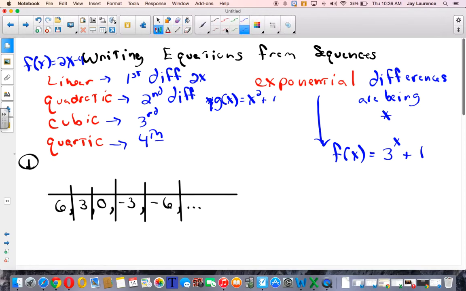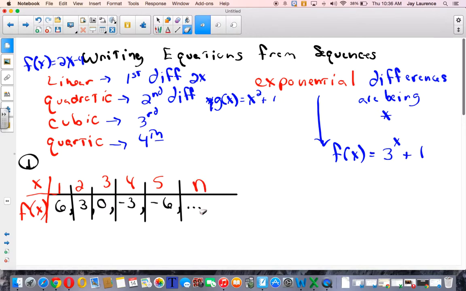And then I need my x and my f of x. I've got 1, 2, 3, 4, 5. Where did I get those numbers from? This is the first term in the sequence, second term, third term, fourth term, fifth term. And then I'm looking for the nth term. So I go to find the first differences.